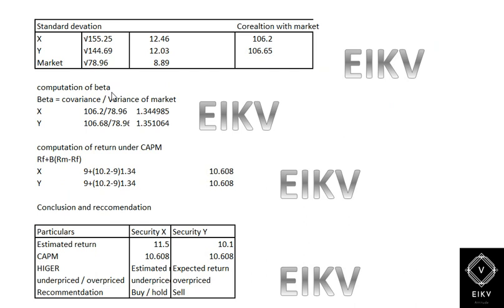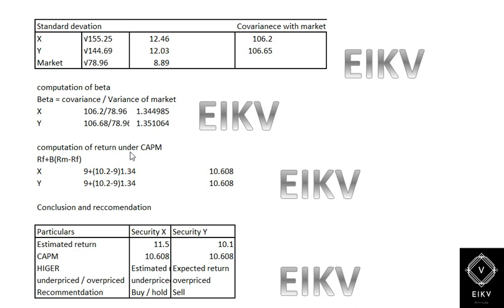After computing that, we need to compute the beta. The computation of beta is covariance divided by variance. The covariance is 106.2, which we computed over here, divided by the variance of the market, which is 78.96. So it would be 106.2 divided by 78.96 and 106.68 divided by 78.96. So the beta would be 1.34 and 1.35.